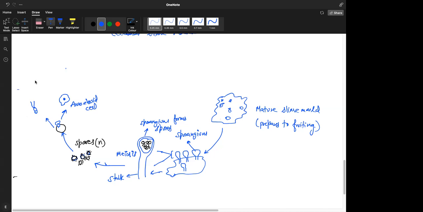So either it can be amoeboid cell, or it can grow into flagellated cell. Is it clear? And these two conditions are interchangeable. This is the complexity. So from the spore, we call this thing as germinating spore.